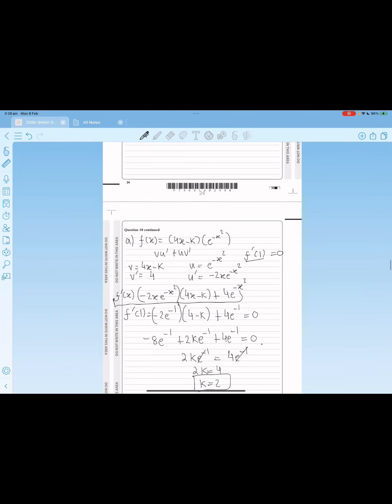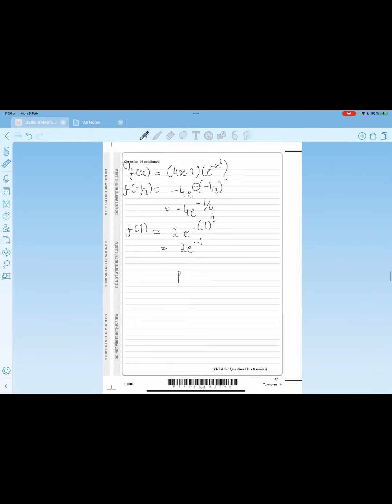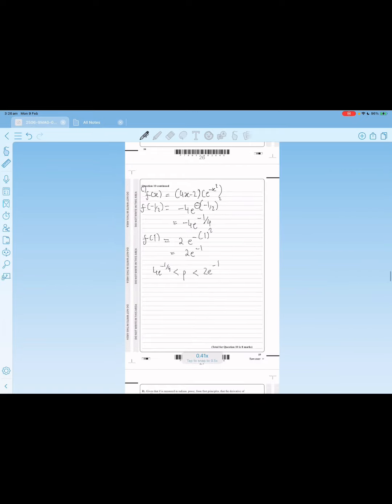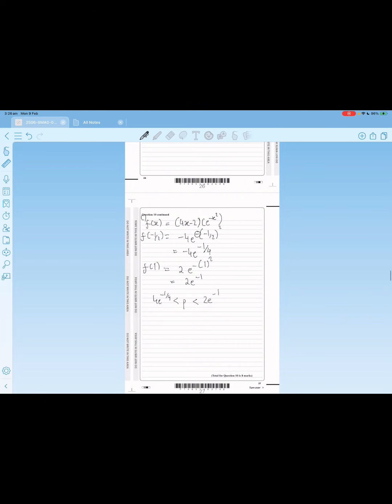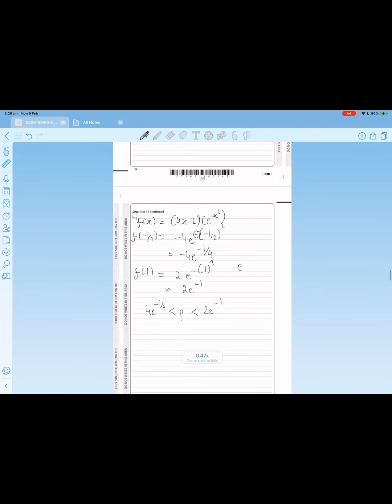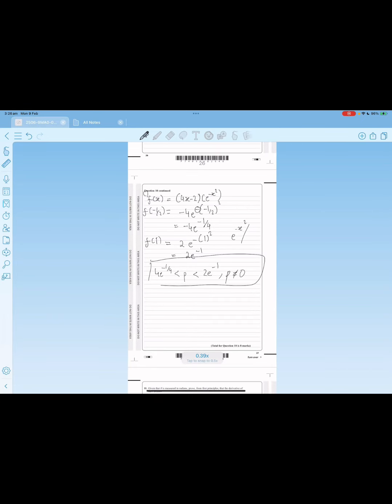So therefore, my range of p would be such that p is greater than minus 4e to the minus 1 over 4, yet it's smaller than 2e to the minus 1. And does it have any other restrictions in the question? No, I don't think so. And you can also mention that we did know from before that e to the minus x squared cannot be 0. So if you want, you can also write p does not equal 0. And that's my final answer for question number 10, is it?